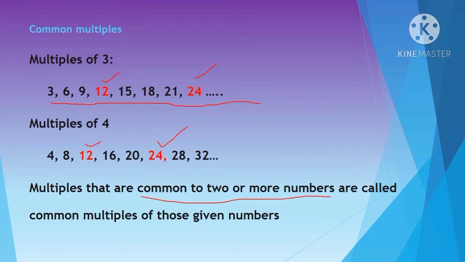1 3 is 3, 2 3s are 6. Look at here, check it here my dear children. 1 3 is 3, 2 3s are 6, 3 3s are 9, 4 3s are 12, 5 3s are 15, 6 3s are 18. Like this continuation, you write it down. Okay, sometimes they'll mention write the 10 multiples of 6, which means you can stop at 10.